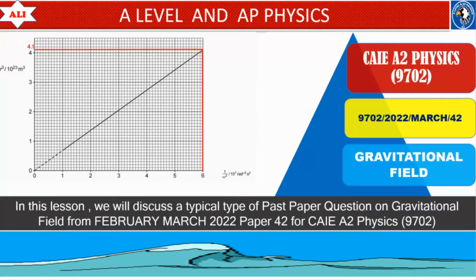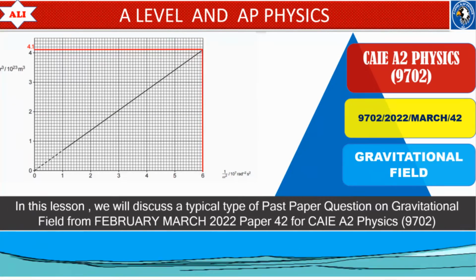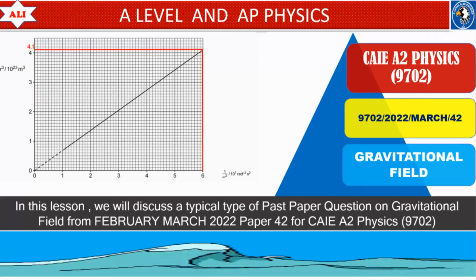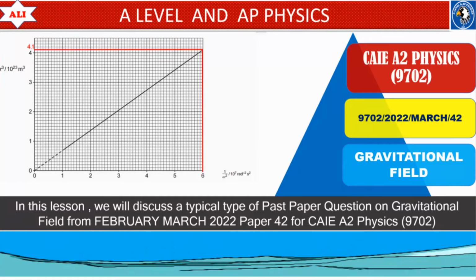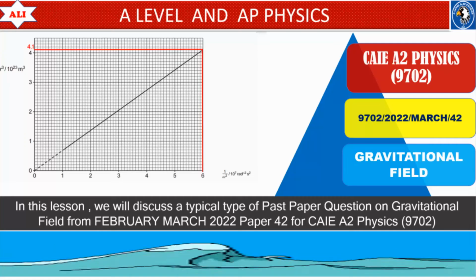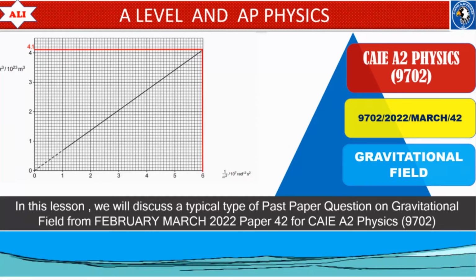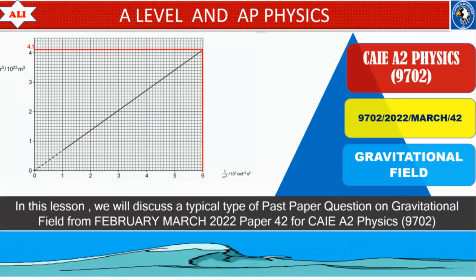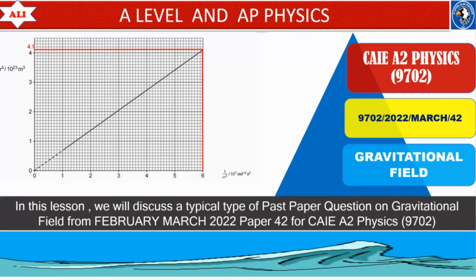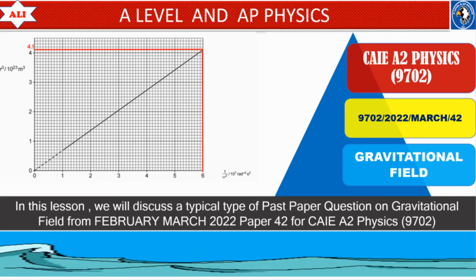In today's lesson, we will discuss a typical type of question on gravitational field from March 2022, Paper 4, Variant 2. In this question, we will discuss how to calculate mass of a planet. We will also discuss how to sketch gravitational field around any mass. At the end of this lesson, we will also discuss how to calculate orbital speed of moon.